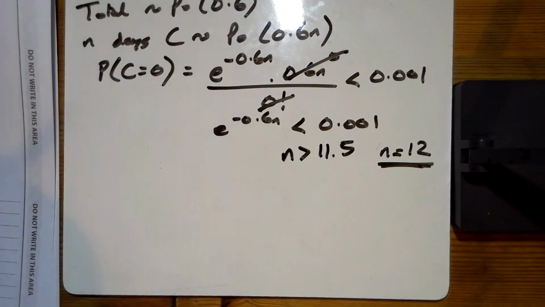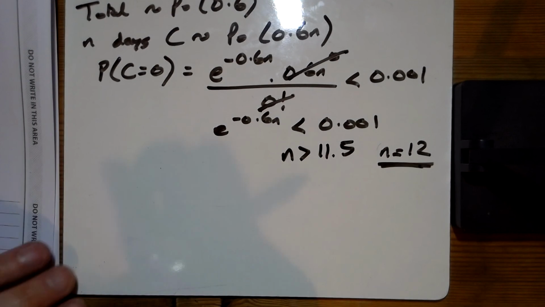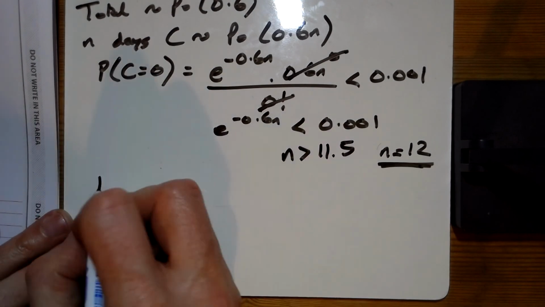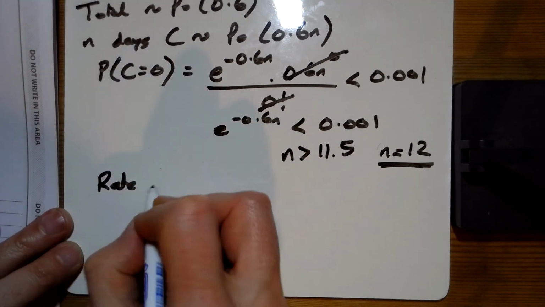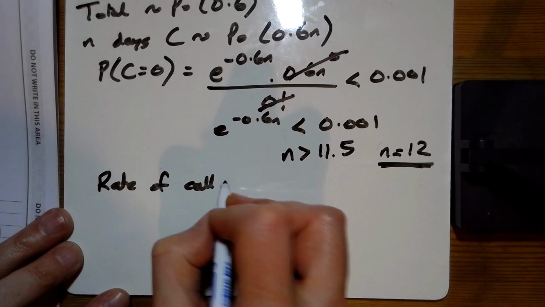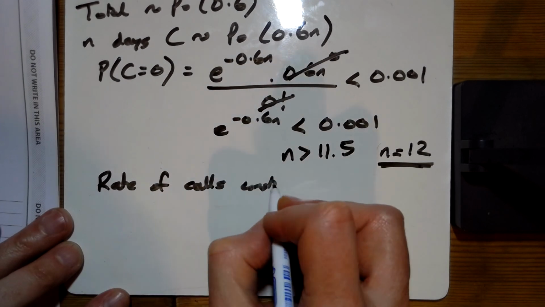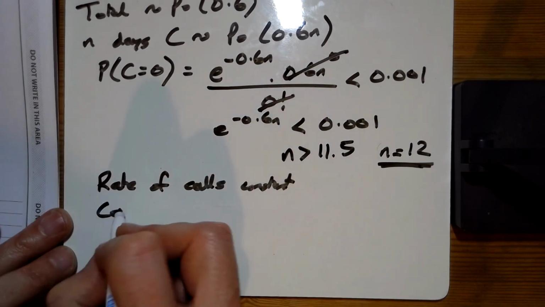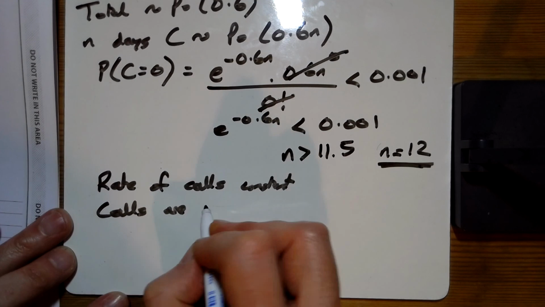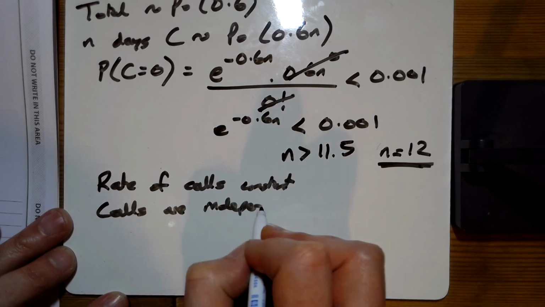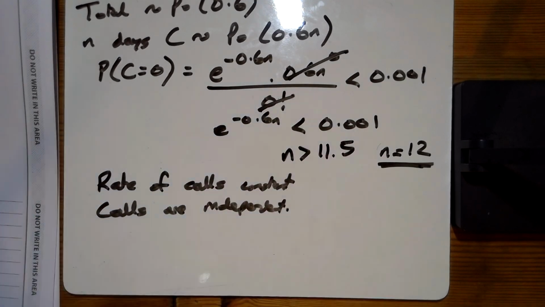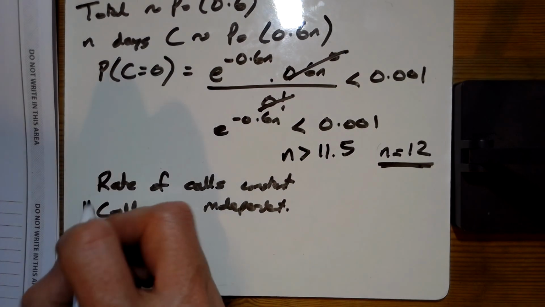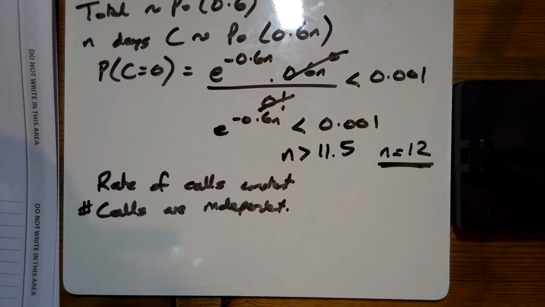Write down an assumption that needs to be made for the model to be appropriate. So it is the rate is constant, the rate of calls are constant, and calls are independent. That sort of thing there. Number of calls are independent from the two different things.